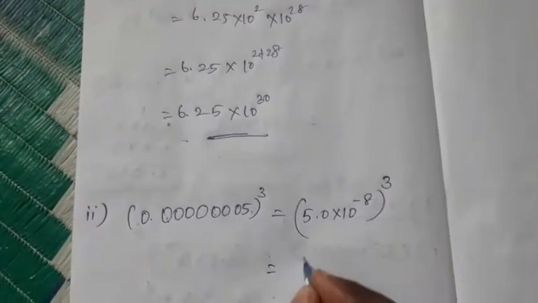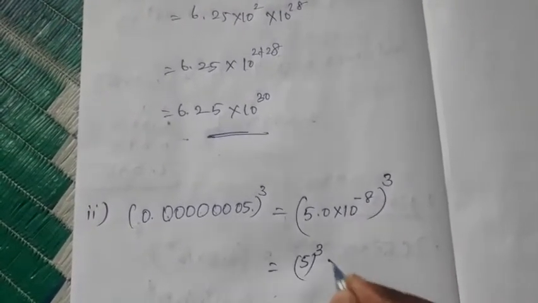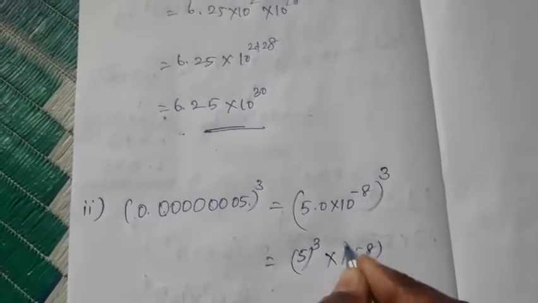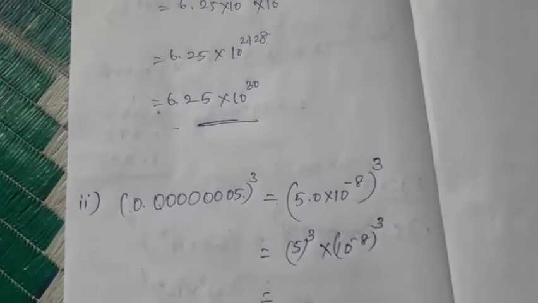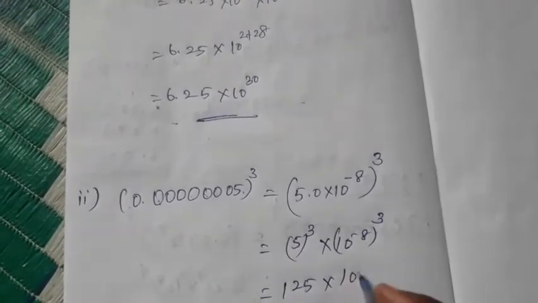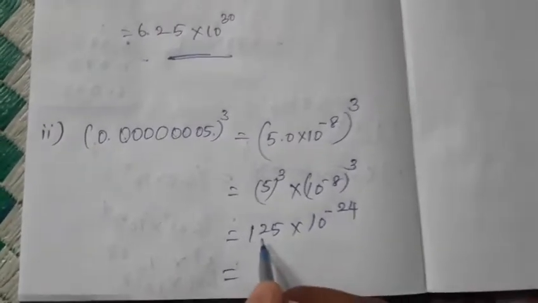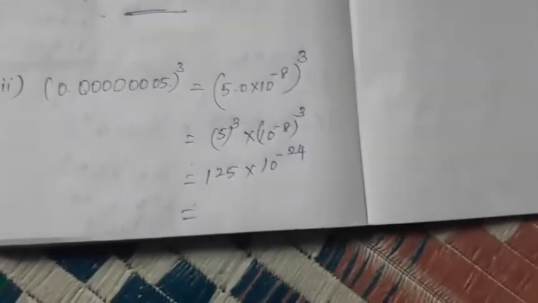Now power, take substitute. 5 power 3 into 10 to the power minus 8 whole power 3. So 5 cube value is 125 into 10 to the power minus 8 3s are 24. Next see that here decimal moving towards. So 1 non-zero digit to its left.